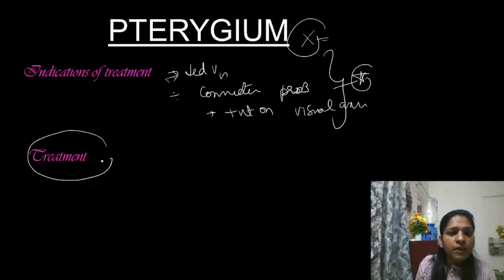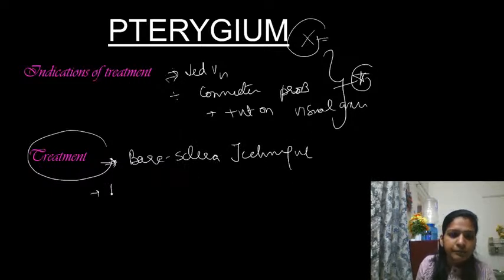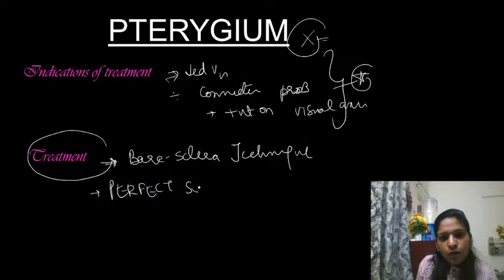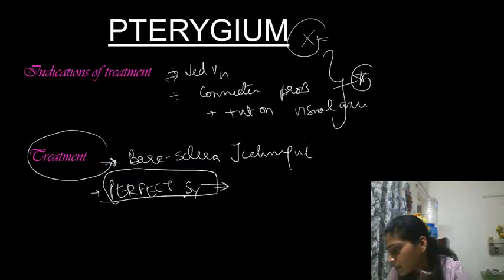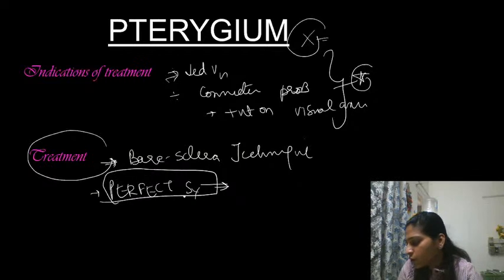Now, treatment modalities in pterygium. Bare-sclera technique, and PERFECT surgery. Now you people have to tell me the full form of PERFECT surgery. Squint generally doesn't occur in pterygium. Squint, if at all, occurs in a very late stage. No, Krish, no.